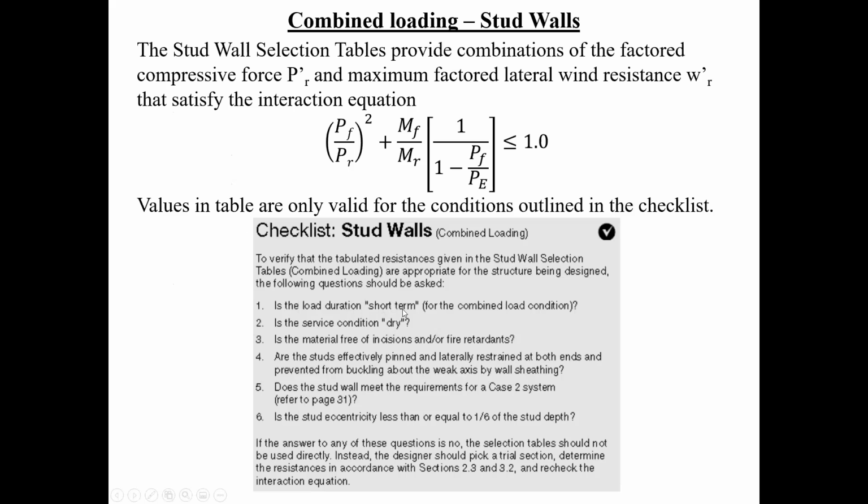when we go here and look at our checklist: is the load duration short term? Yes, it's wind. Is the service condition dry? Yes. Is the material free of incising? Yes. Are the pins effective? Yes. You understand? Okay, so we're saying yes, so we can go straight to the tables. That's why I did it that way.